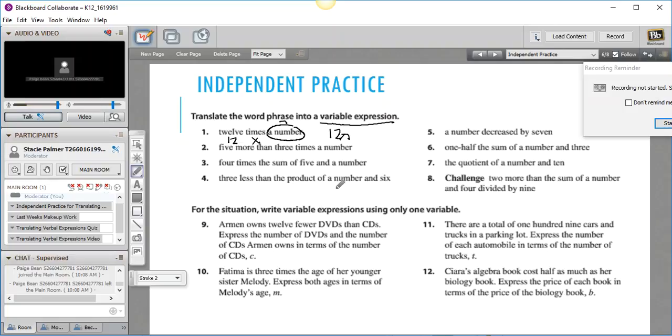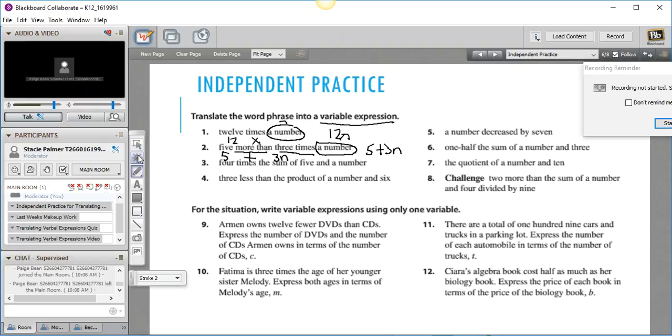Let's look at the next one. 5 more than 3 times a number. Let's go through and fill in the things that we know. Obviously, we know 5 is 5. More than is another way to say addition. 3 times, we know that times is multiplication. So a number, that's going to be our variable. So 3 times a number looks like this. So 5 more than 3 times a number.